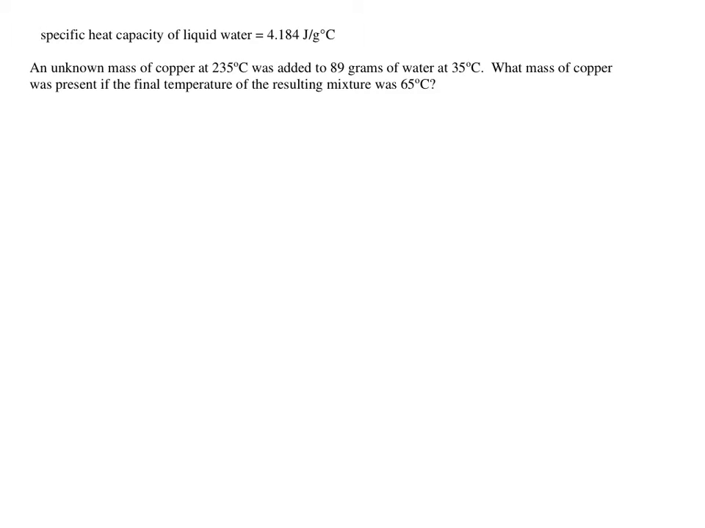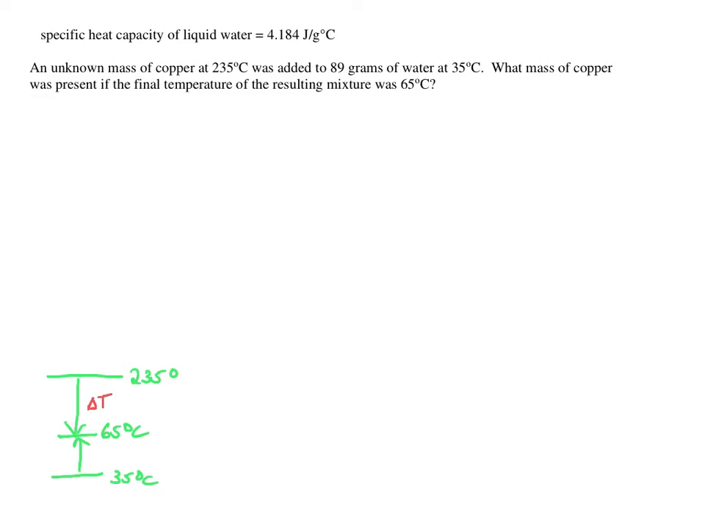We recognize this as a calorimetry problem because we have two things that are changing temperature. We have a water bath that starts at 35 degrees C and a piece of hot copper that starts at 235 degrees C. The copper cools down to a final temperature of 65 degrees C, which is also the final temperature of the water. So we have two values of delta T.